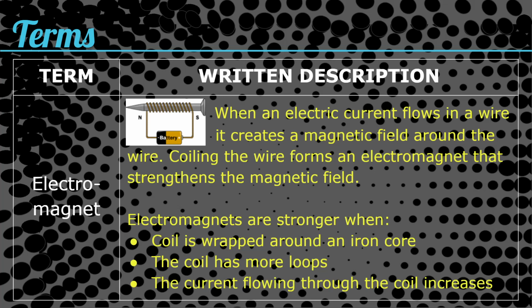The coil has more loops. Again, as you add more windings or more turns of wire, you're building more and more of a field because they're adding to each other. And then if you have a greater current going through that coil, that's also going to generate more of a magnetic field. And you're going to get that by increasing your battery voltage or things like that.